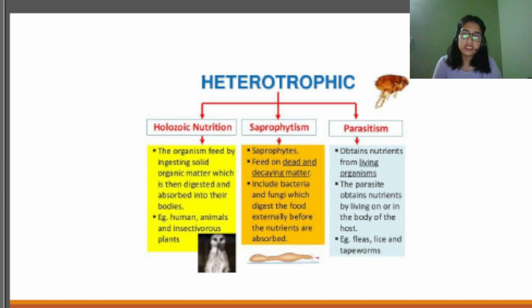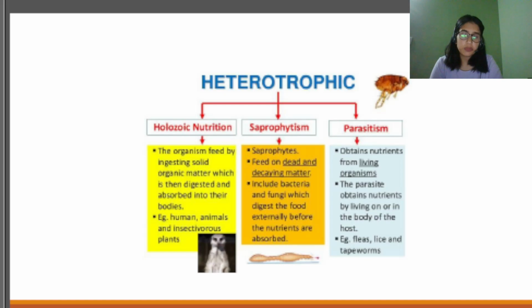If we talk about parasitism, then they obtain nutrients from living organisms. Basically, they are not obtaining any nutrition from dead and decaying matter, just like saprotrophs. But in this case, they are taking nutrients from living organisms, and the parasite obtains nutrients by living on or in the body of the host.